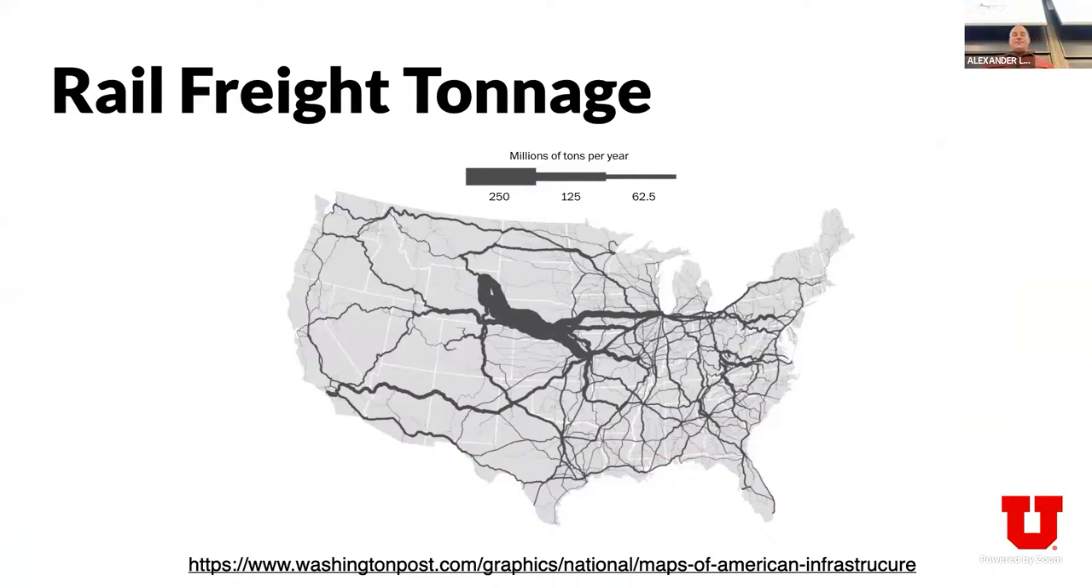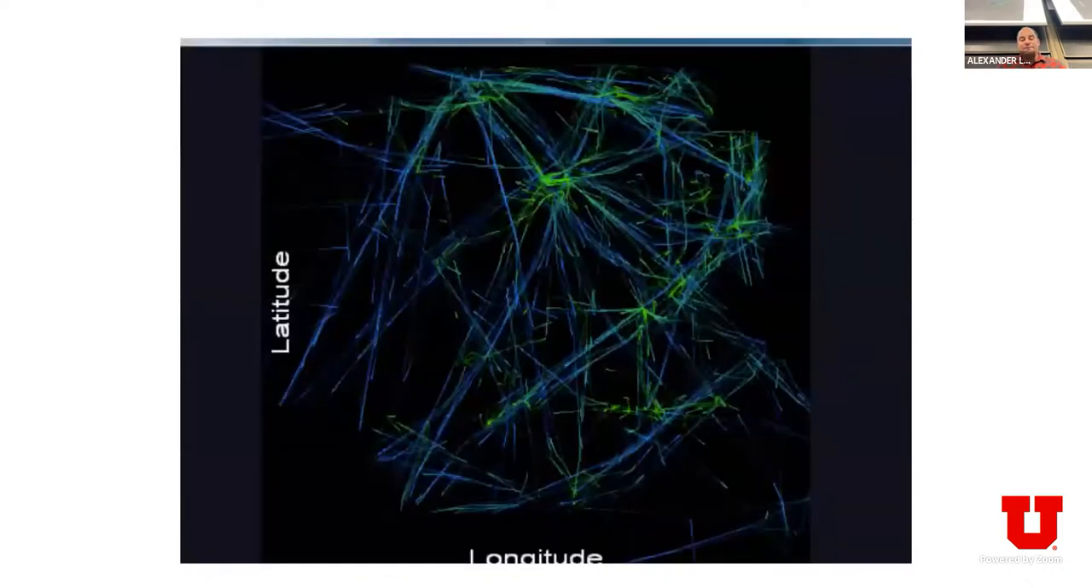Here you see the flow of rail freight. And there's something I didn't know, that there was so much rail freight happening in the central regions, and that's probably because of natural resources being exported.